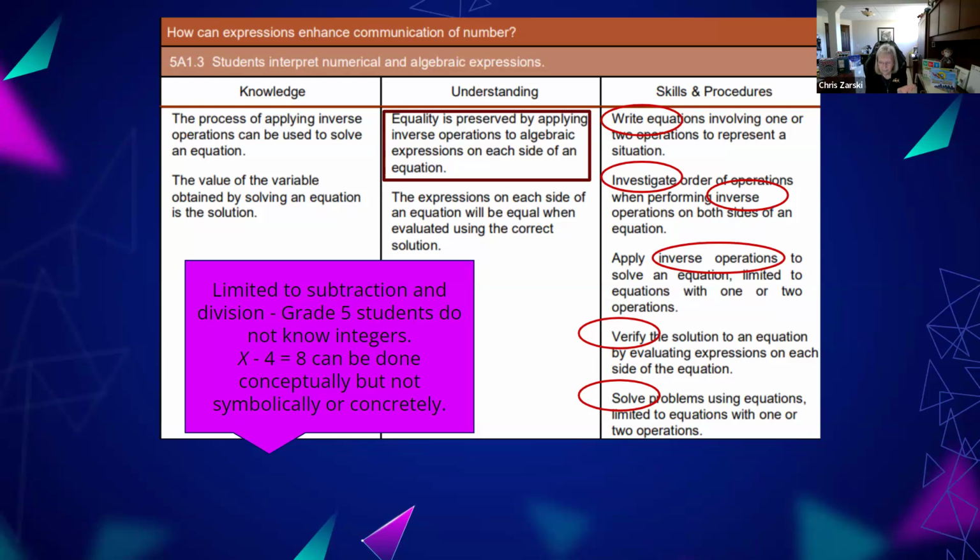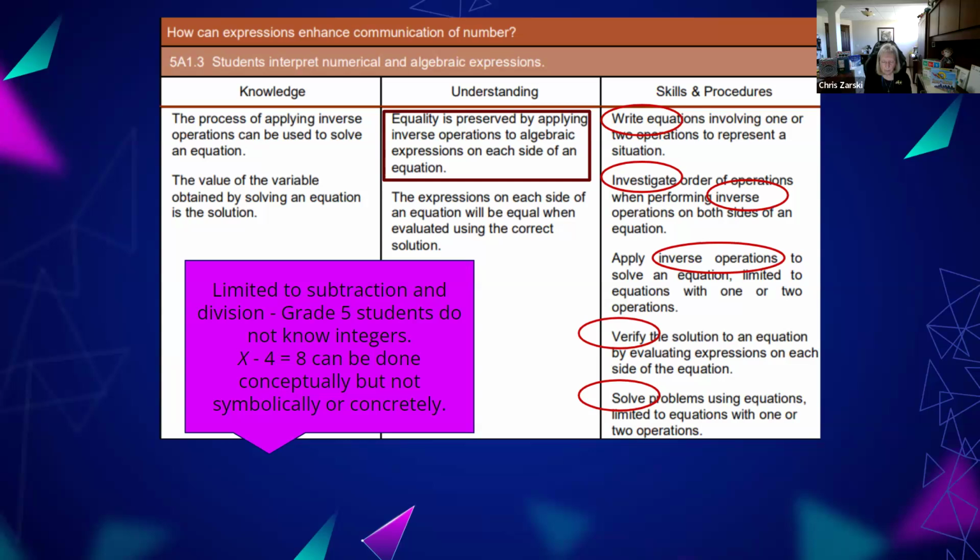It's not going to be balanced anymore. So that's what the term preservation of equality is talking about. And by inverse operations, we're going to use the opposite operation to do that. So if I was adding, I want to subtract. If I was multiplying, we want to divide.